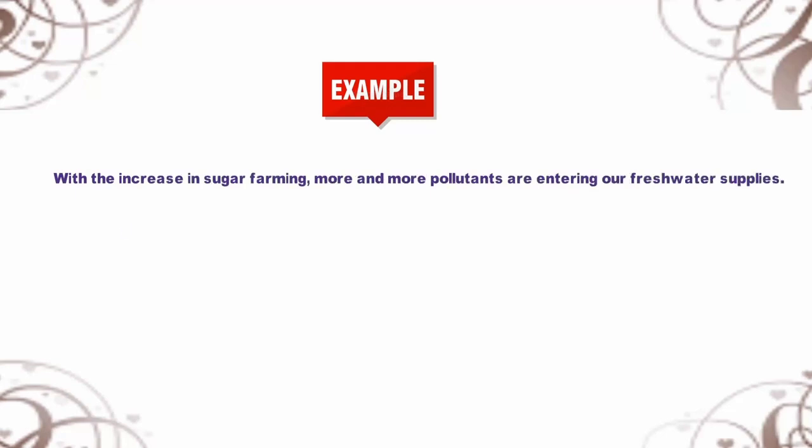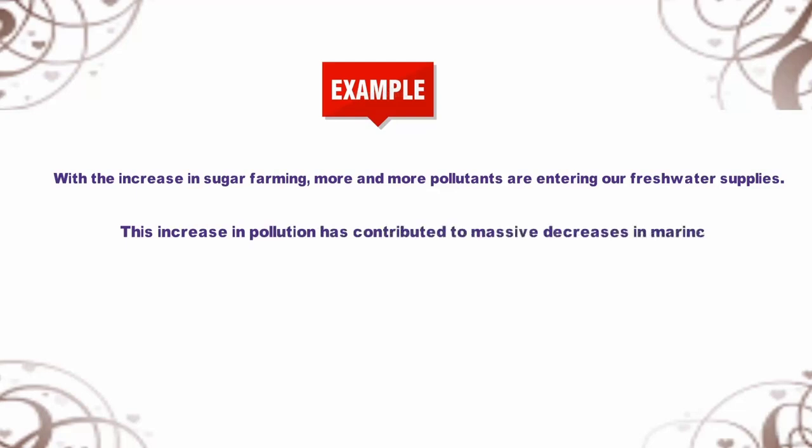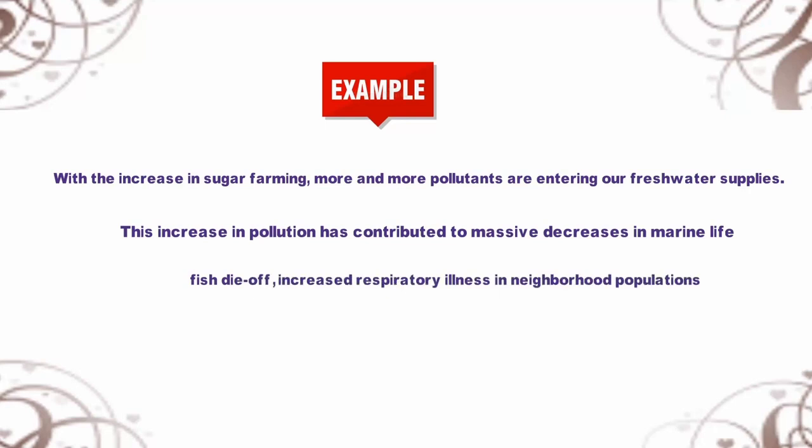For example, with the increase in sugar farming, more and more pollutants are entering our freshwater supplies. This increase in pollution has contributed to massive decreases in marine life, fish die-off, increased respiratory illness in neighborhood populations, and has contributed to the shortage of clean drinking water.